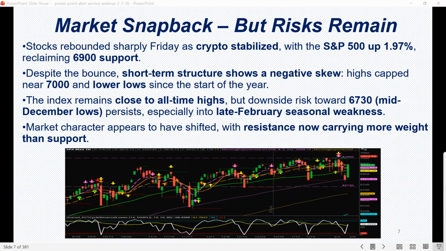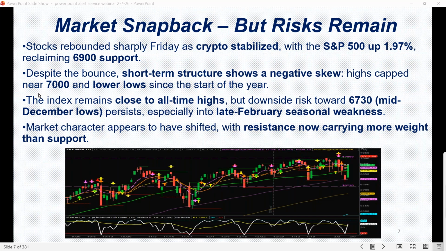So we had a really great sharp Friday pullback to the upside as crypto's finally stabilized, with the S&P up about 1.97%, reclaiming that support level of 6,900. Now, despite the bounce, the short-term structure still shows a negative skew. It's capped near that 7,000 mark, right where my pointer is, on the upside on the S&P, and then there are the lower lows since the start of the year. So we've been getting lower lows, we've got a capped upside at 7,000, so we're in that sideways churning position of the market.